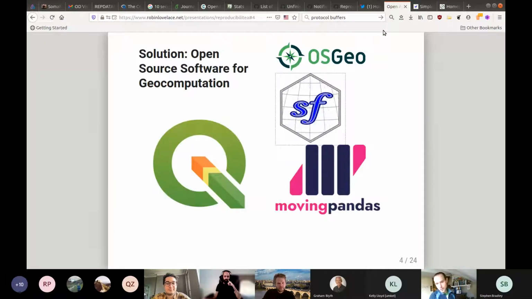And then also on the Python side, you've got GeoPandas, which is the Python equivalent of SF essentially, and you've got various Python packages that build on that, such as MovingPandas, which is quite a notable success story that builds on the SF class system. So they are the solution to this problem. Okay, so you may think, well, what's the issue?